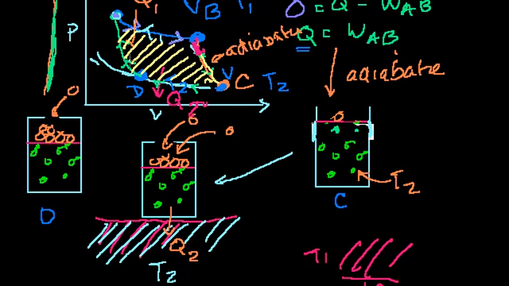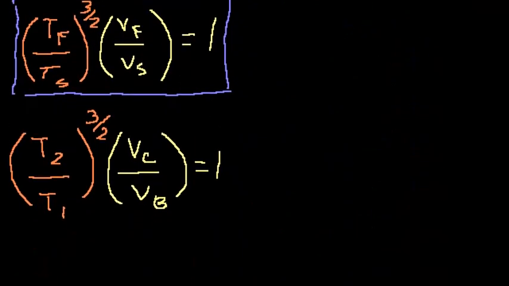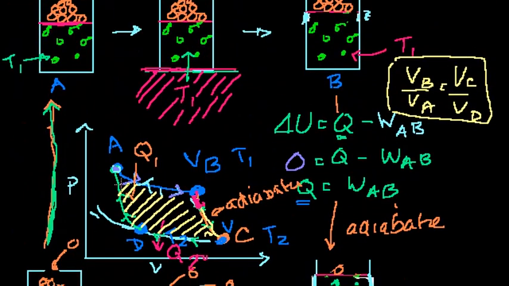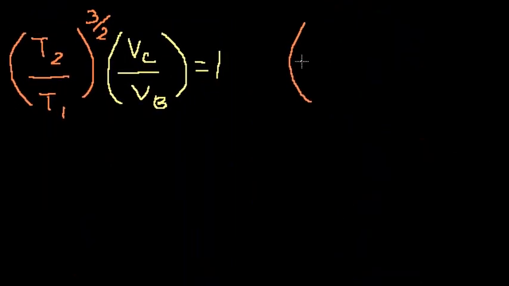Let's do it the same way, but let's go from D to A. So when you go from D to A, what's your final temperature? Don't want to get you dizzy going up. But we're going from D to A, so our final temperature is T1. And our final volume is the volume at A. Go back down. So our final temperature is T1.